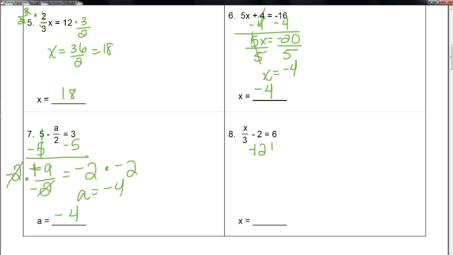Add both sides by 2. X over 3 is equal to 8. Multiply both sides by 3. X is equal to 24.